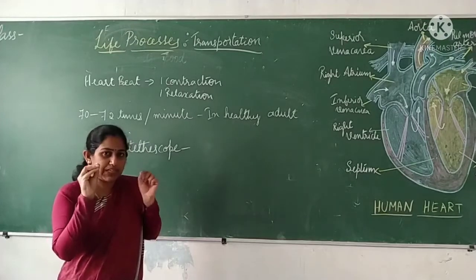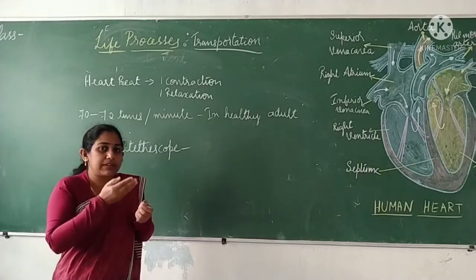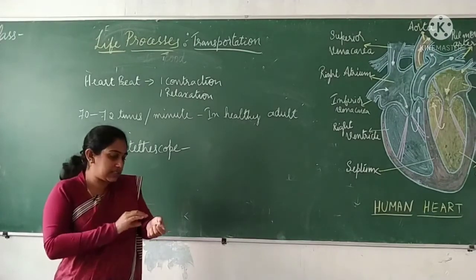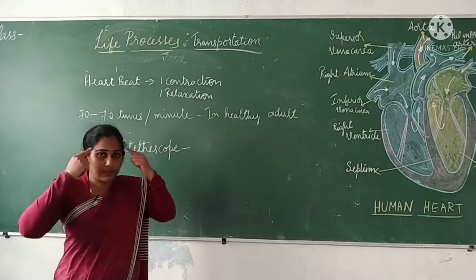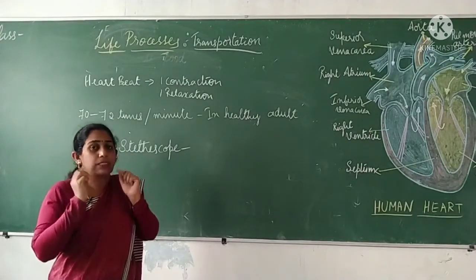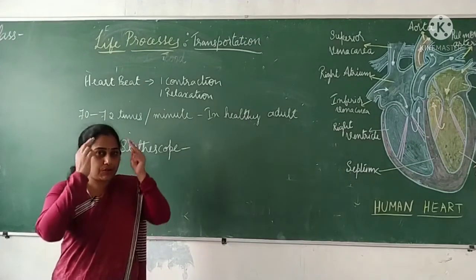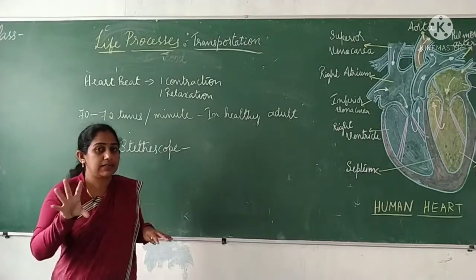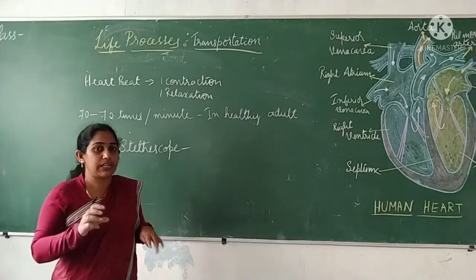But only in some regions can you find arteries placed a little bit superficially: one near your wrist, another near your temples, and another near your neck. If you hold any of these parts, you can feel the heartbeat, or you can call it the pulse rate.